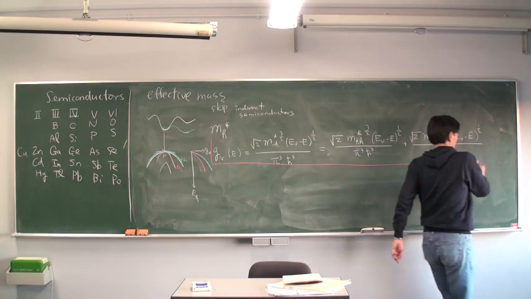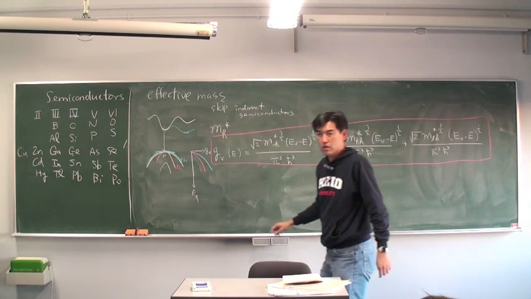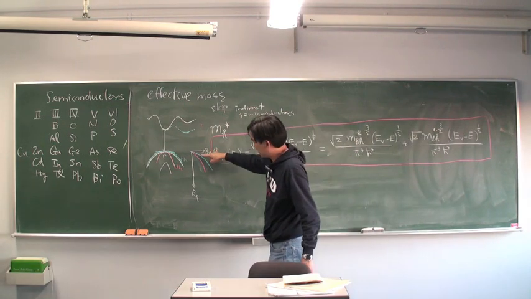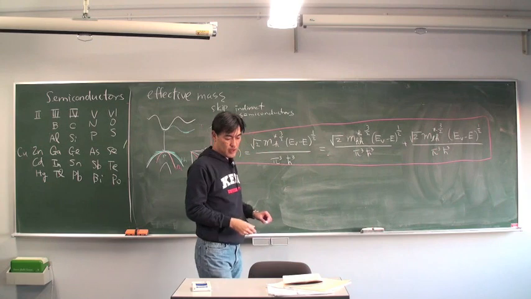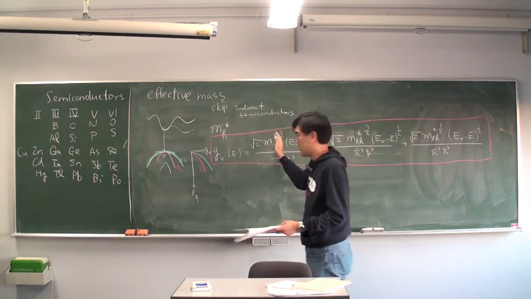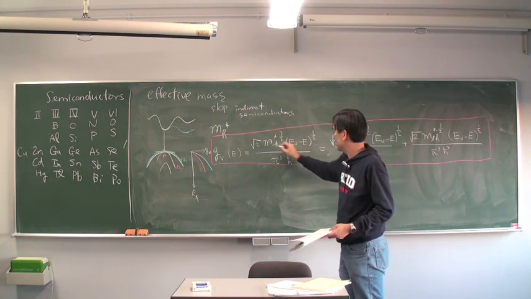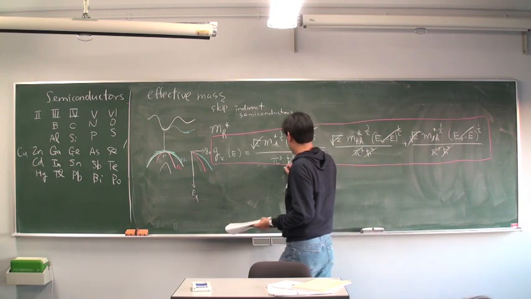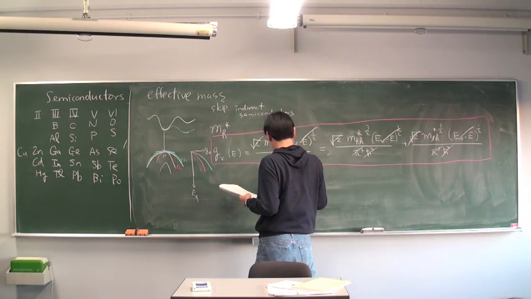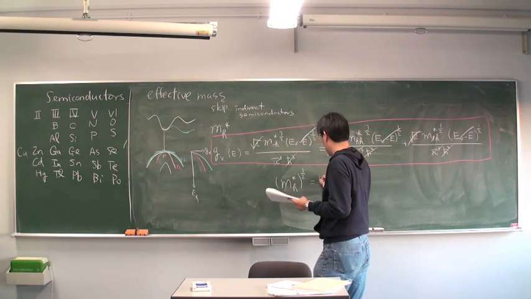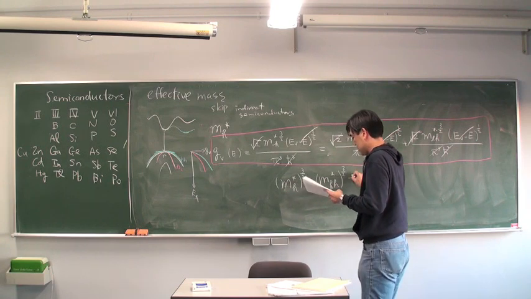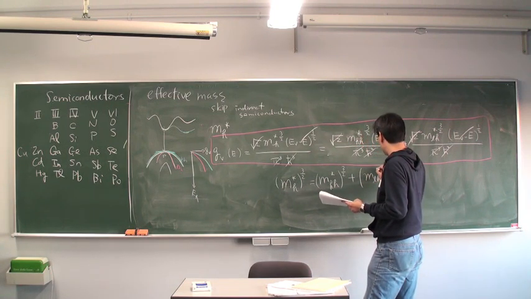So this is why the total density of states is given by the sum of the heavy hole density of states and the light hole density of states. And then, if you erase all the unnecessary things, like the square root of 2, just erase all the things that you can erase, you get the hole density of states mass to the 3/2 equals the heavy hole density of states mass to the 3/2 plus the light hole density of states mass to the 3/2.